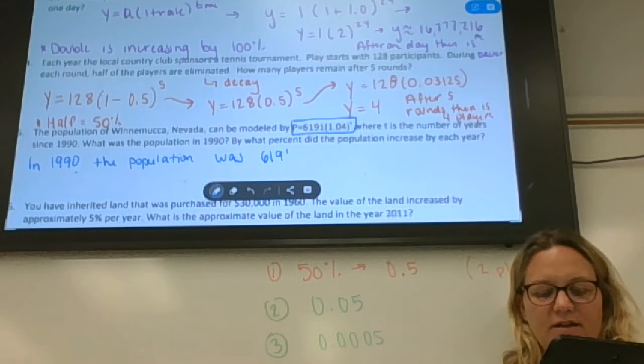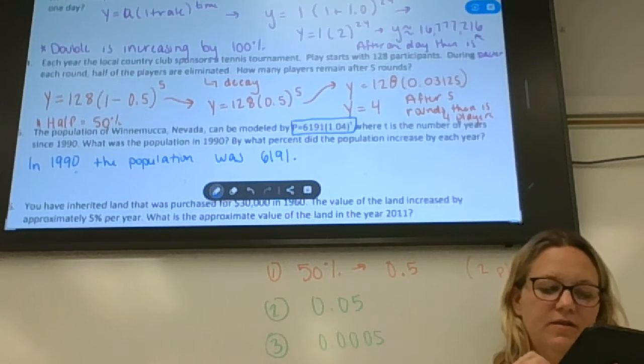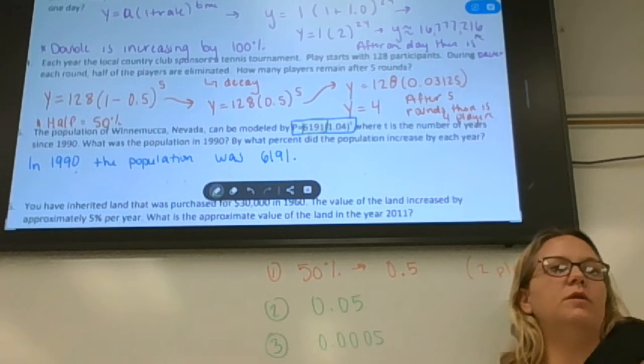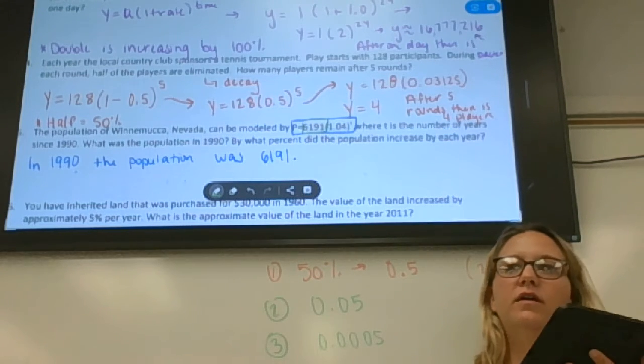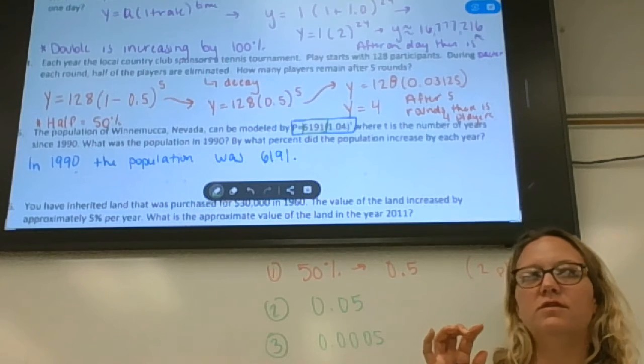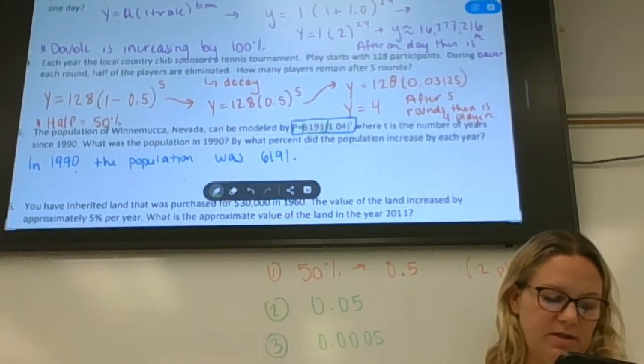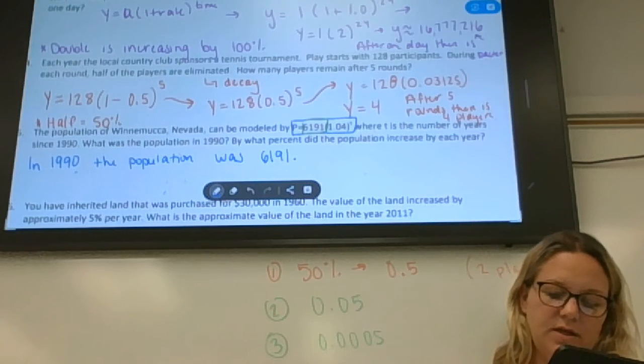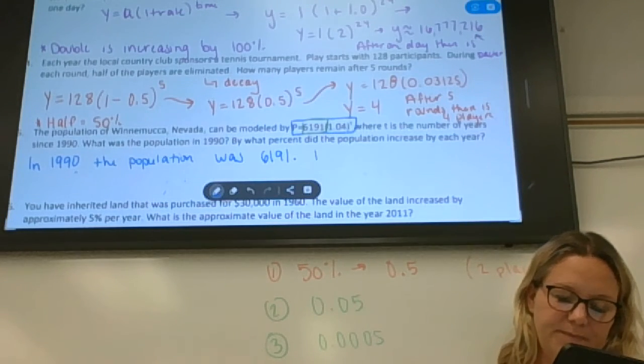You got it. They're asking you the initial population. It's always that number out in front. So if they give you a formula, sometimes you're asked to identify certain parts of that formula. And now, by what percent did the population increase?